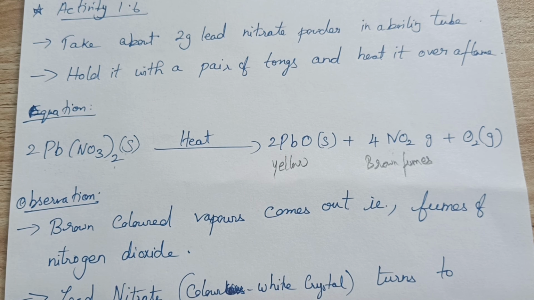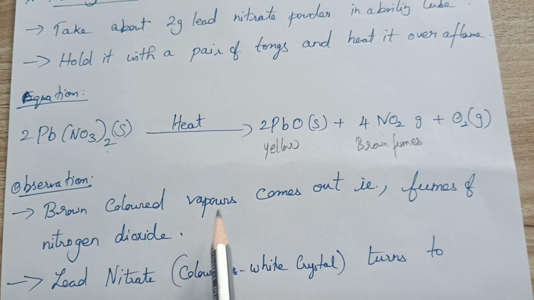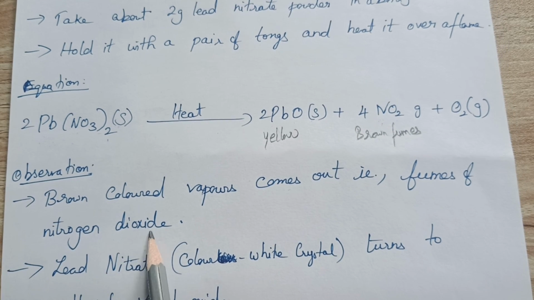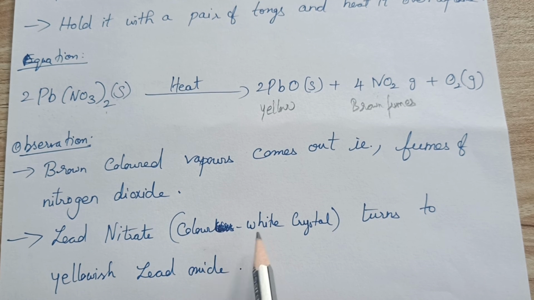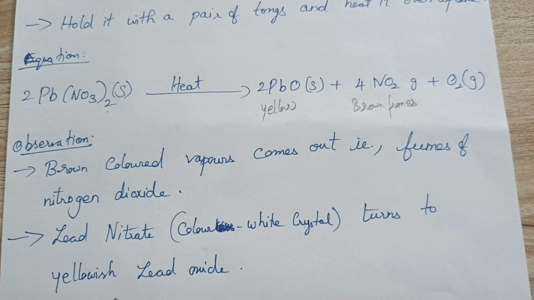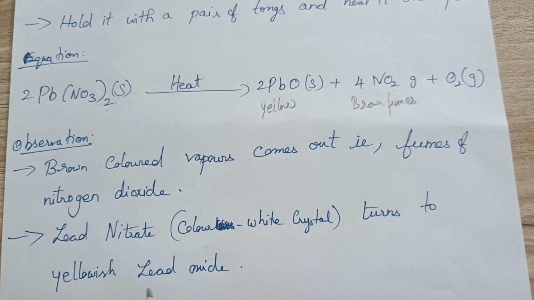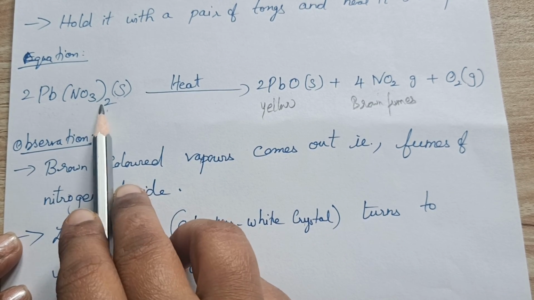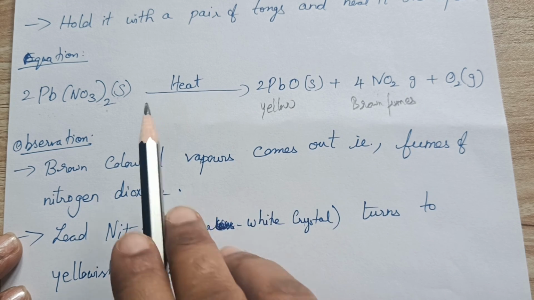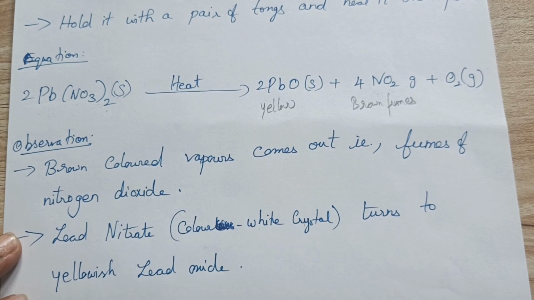Clear on this? So what is your observation? Brown colored vapors come out, that is fumes of nitrogen dioxide. Next, lead nitrate, which is white in color and in crystal form, turns to yellowish lead oxide. Again it takes place in the presence of heat, and one single reactant is converted into so many products. So it is an example of thermal decomposition.